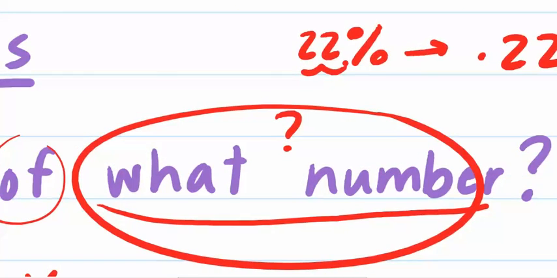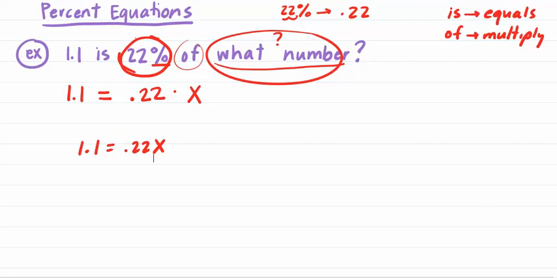And you're always solving for, oh my goodness, how did I just zoom in that much? You're always solving for the x. So to solve for x, the x is being multiplied by 0.22, so I divide both sides by 0.22, and that will be the answer, whatever 1.1 divided by 0.22 is. You could do that by hand. If you're allowed to use a calculator, you can do that.